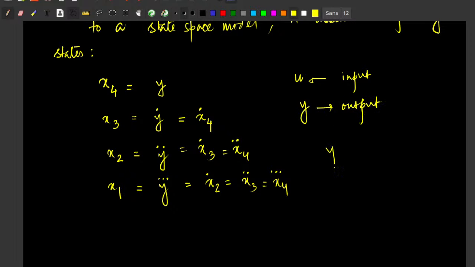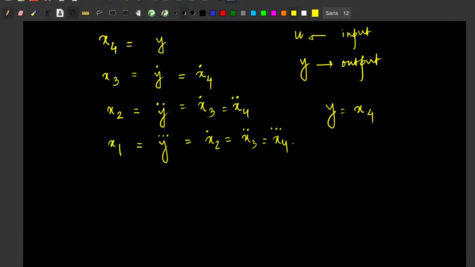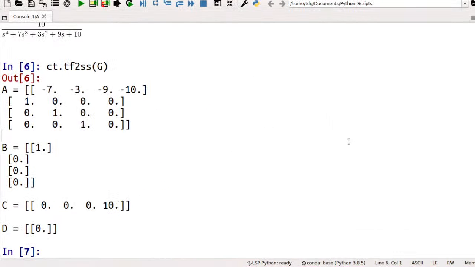Now of course y is going to be x4, not x1. Y is going to be x4. Keep that in mind. So this is the assumption they are making. So if you make this kind of assumption, your answer will perfectly match up with this. Okay, just keep that in mind. So this is again one way of dealing with it.